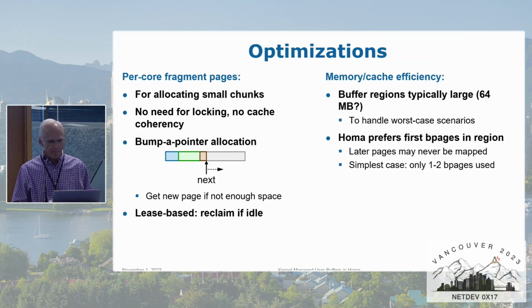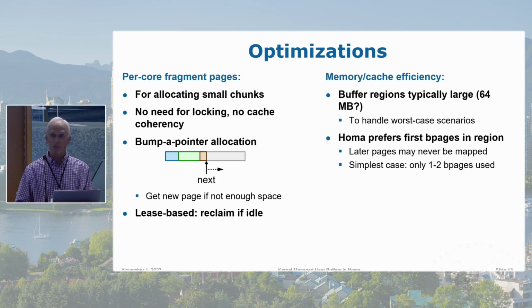So first thing is that buffer regions are pretty large. I'm not sure what the right size for these is. Right now, allocating 64 megabytes of buffer region. You need enough to handle whatever you think is the worst case scenario in terms of how many partially received or not fully processed messages you might have received. But Homa won't necessarily use all of that space. It tries to optimize. So when it's allocating B pages, it tries to use the ones at the beginning of the region in preference to the ones at the end. It'll only use the ones at the end of the region if all the others are in use.